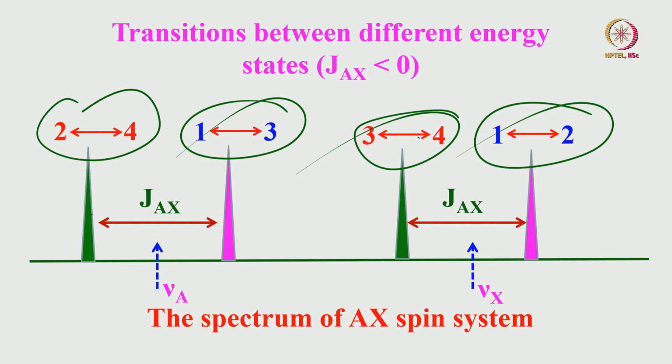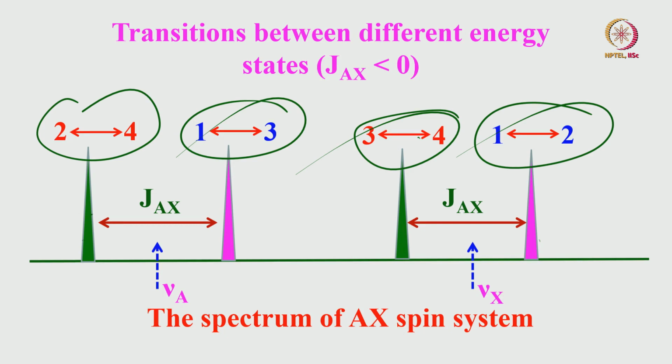You see, magenta became lower frequency, green became higher frequency. Exactly here also, the lines got reversed, interchanged. Transition from 1 2 became 3 4, 3 4 became 1 2, similarly 2 4 became 1 3, 1 3 became 2 4. This is exactly what happened.